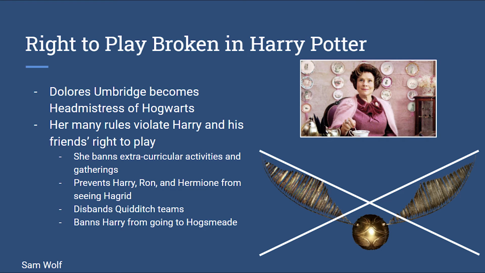There are also several instances in Harry Potter where the right to play is violated. When Dolores Umbridge becomes headmistress of Hogwarts in the Order of the Phoenix, replacing Dumbledore, she bans all extracurricular activities and gatherings until they are approved by her, which means that Harry and his friends cannot play Quidditch. She makes it extremely difficult for Harry, Hermione, and Ron to visit Hagrid, and eventually she bans Harry from going to Hogsmeade. Umbridge takes away Harry's sources of play and leisure that he does when he isn't in class or doing homework when she establishes all of these new rules as headmistress.